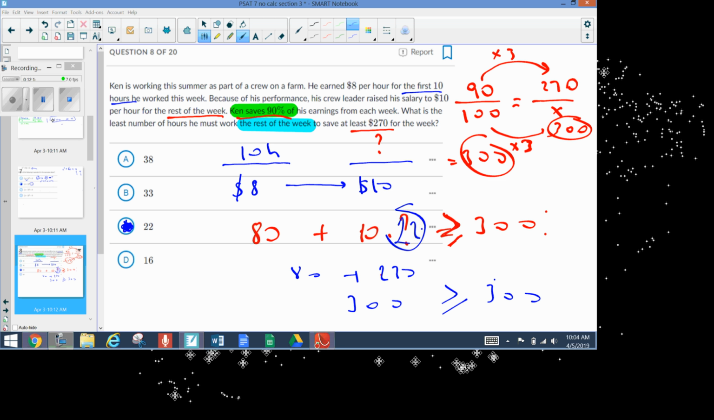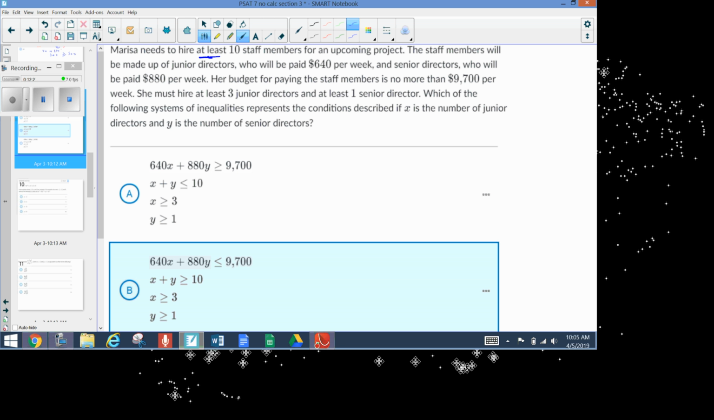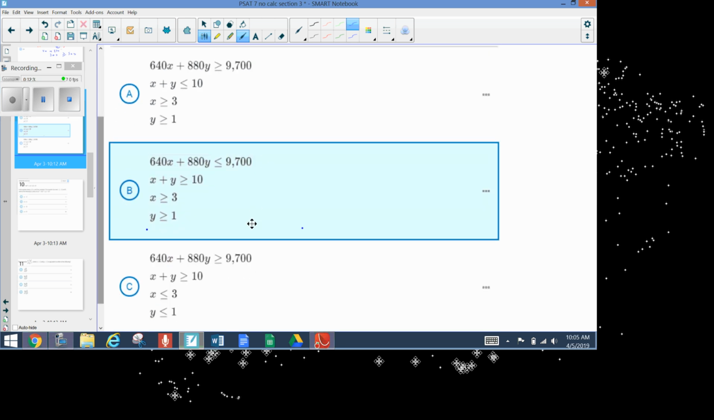Marissa needs to hire at least 10 staff members for an upcoming project. We're looking for 10 staff members, but at least 10. So look at that, at least 10. And when you look at the answer choices, at least means she can hire more than 10. It's saying that less is possible. Does that make sense?